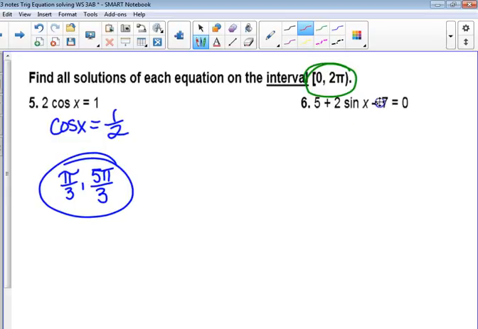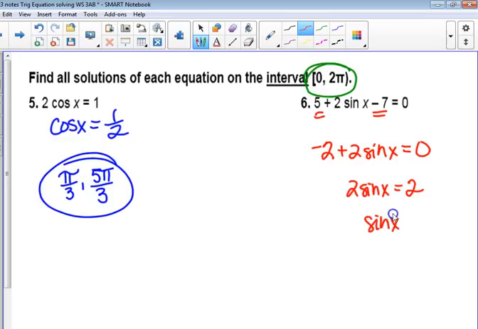Okay. How about some simplifying? 5 minus 7 is what? Plus 2 sine x. So if I add 2 over there, you actually can divide this one out. If you took a 2 out back here, you'd have sine x minus 1, and 2 can never equal 0, so you'd still just get this, okay? Doesn't matter.